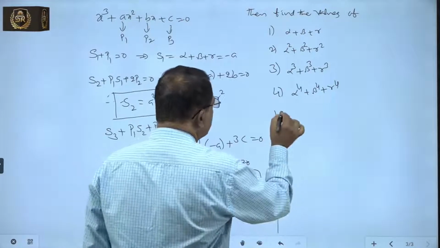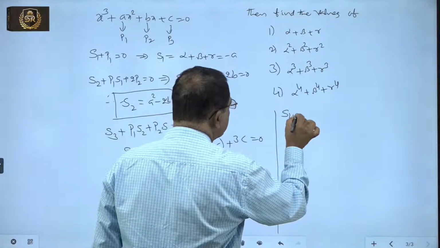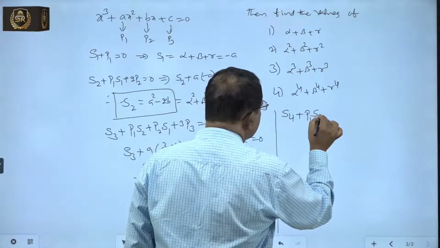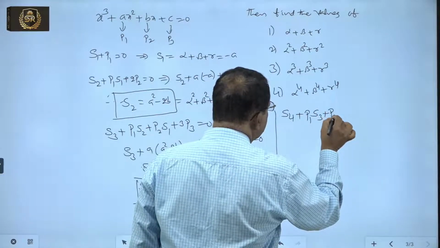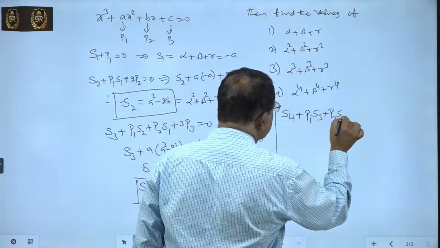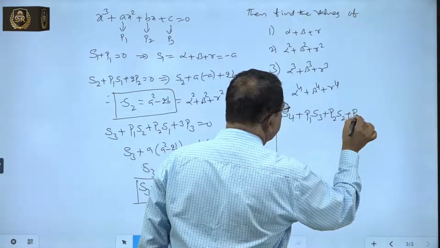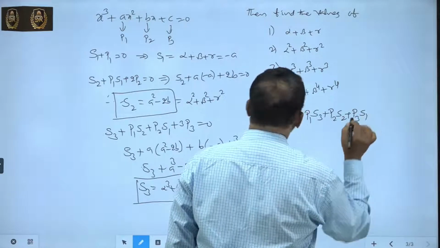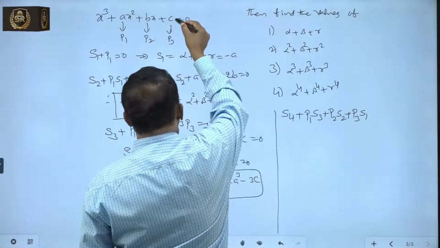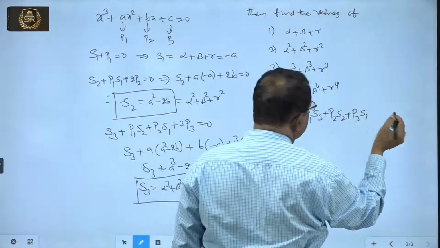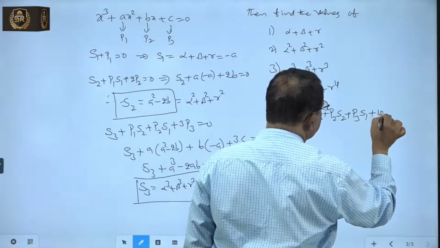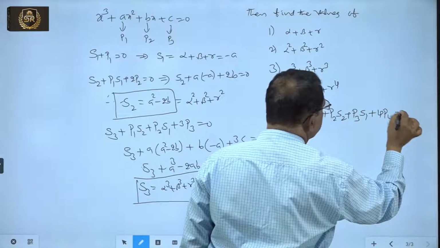Next, S4 plus P1 S3 plus P2 S2 plus P3 S1, but P4 is not there, which means that is 0. Actually it is plus 4P4 equals 0.